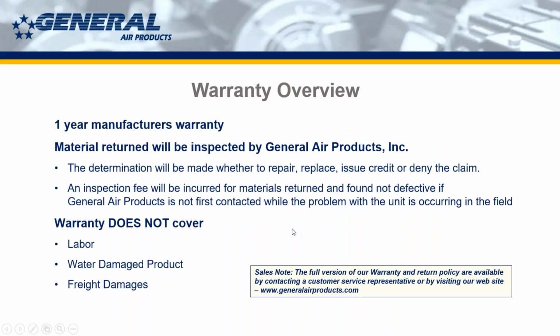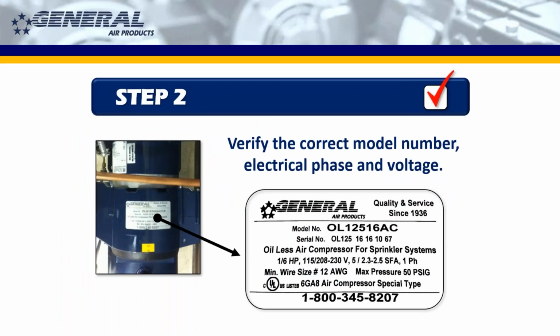We have a 1-year manufacturer warranty. We do not cover labor, water damage, or freight damages. Those are all things that we used to be able to help out with in the past, but things have changed over the years and we can no longer do that. So labor, water damage, and freight damages are not covered by warranty, which is all more reason to pop these boxes open and take a look at them before you get them.